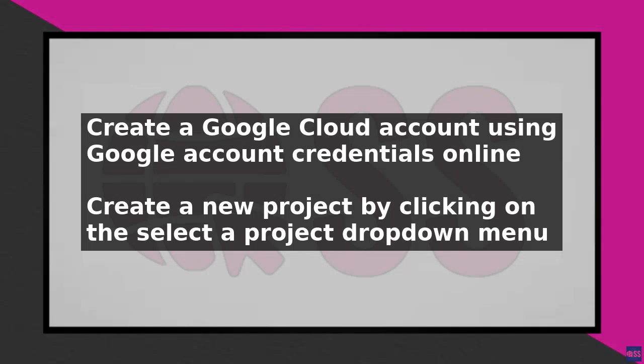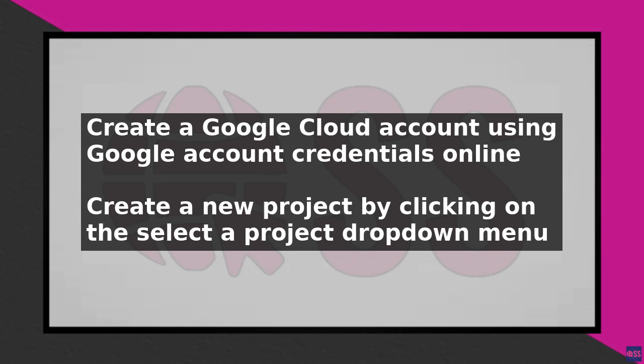To get a Google Gemini API key, you need to follow a series of steps. First, you need to create a Google Cloud account if you do not already have one. This can be done by going to the Google Cloud website and signing up with your Google account.